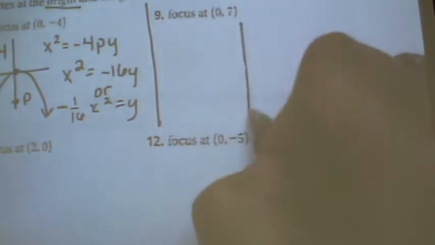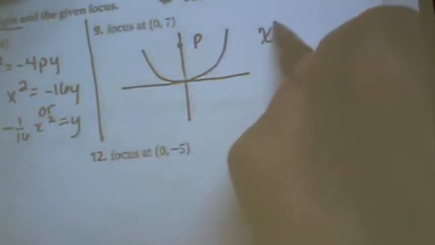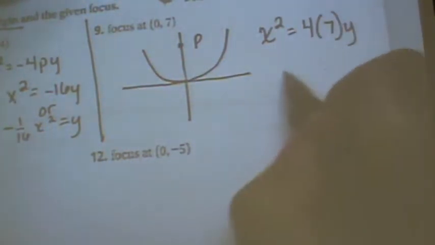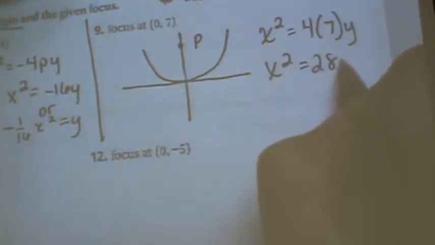Okay? How about 9? What would you do here? Your focus is at (0, 7). So that's your fixed point, that's your p. So what equation is this one going to be? X squared equals 28y. You got it. Next one. (Negative 1, 0). Y squared equals negative 4x. You got it.